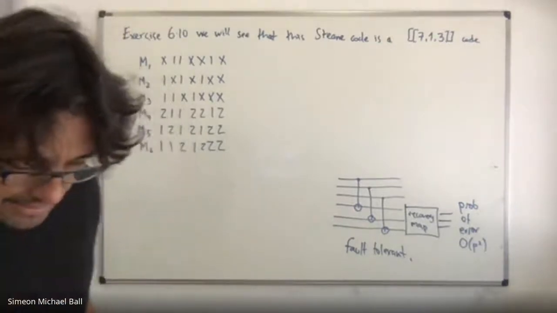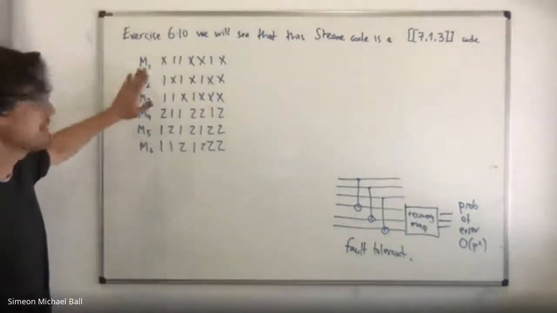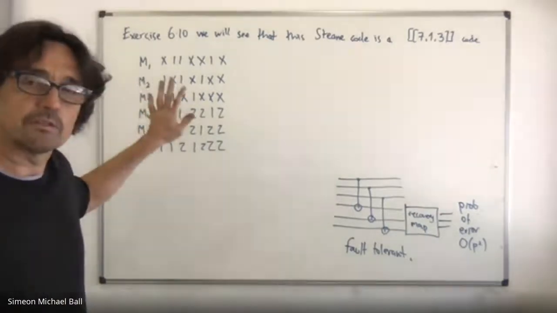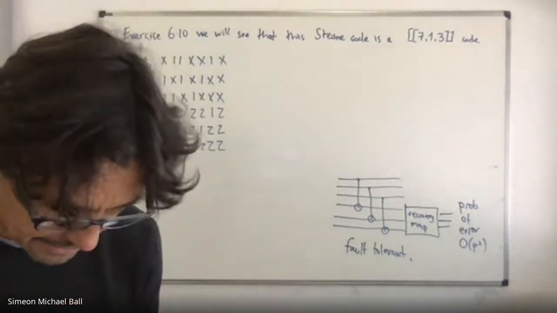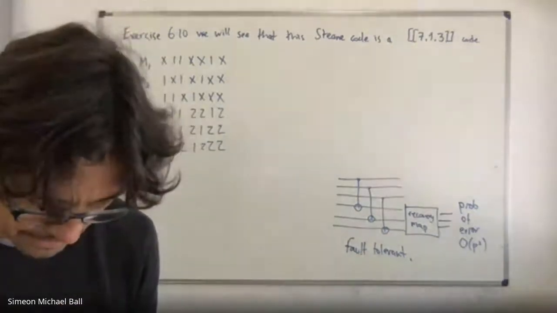Okay, so it's got these nice x's and x's, and I was thinking it's a very neat and very good code to implement because it's very simple. These x's and z's. And that's partly what exercise 6.10 is about.